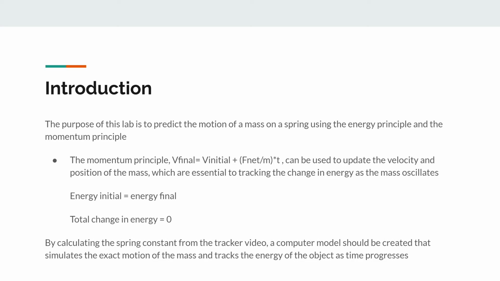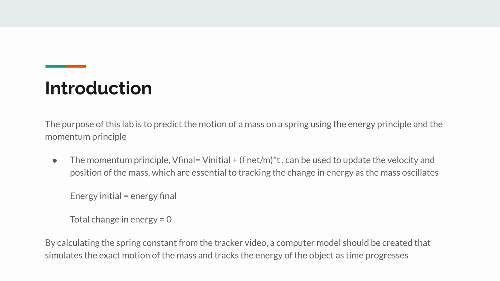So we are able to use the data from watching a mass oscillate on a spring, just from the position and the length of the spring. And we are able to do some calculations and plug it into the energy principle in order to get the change in energy. So we know that the energy principle is that the energy initial is equal to the energy final, and that in this system, the total change in energy is going to be zero. So everything is going to equal zero.